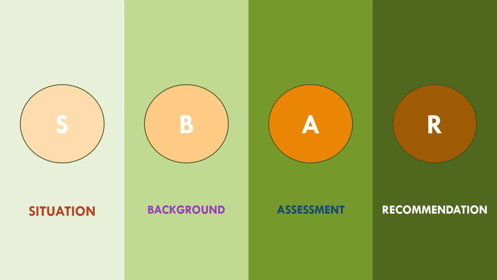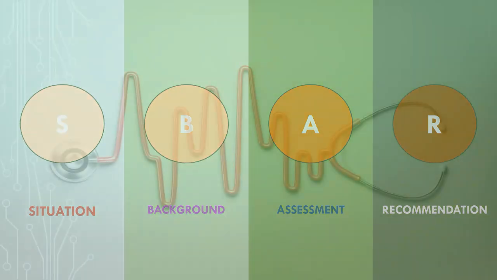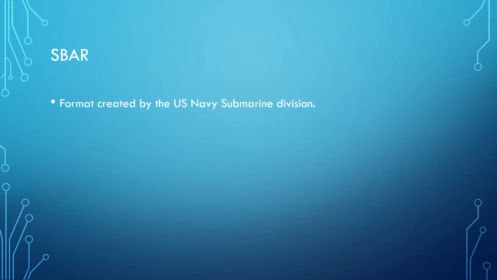SBAR. S for situation, B for background, A for assessment, and R for recommendation. SBAR is an acronym used in the organization of information prior to a phone call. First coined by the United States Navy Submarine Division, it becomes a standard protocol for information relay during critical situations.